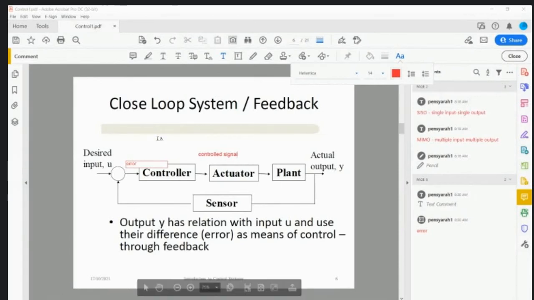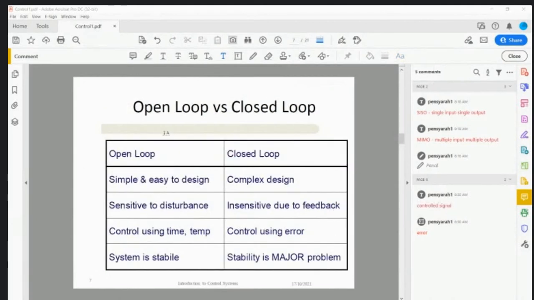A closed loop system will have a more complex system compared to an open loop system. All right, so this is a comparison between the open loop and closed loop system. First, from my explanation just now, you can see that an open loop system normally is very simple and the controller is easy to design. One example of an open loop system is an on-off system. We just turn the system on and off.